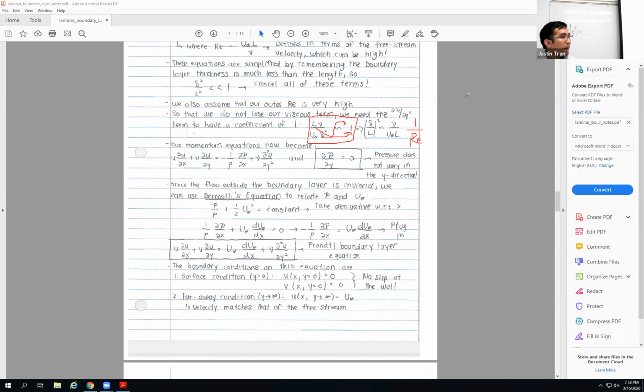Yeah. So I know it's a little bit hand wavy, because it feels like I'm playing God, deciding which terms get to survive or not. But as we said before, a lot of these are supported by experiments that people have done over the years.